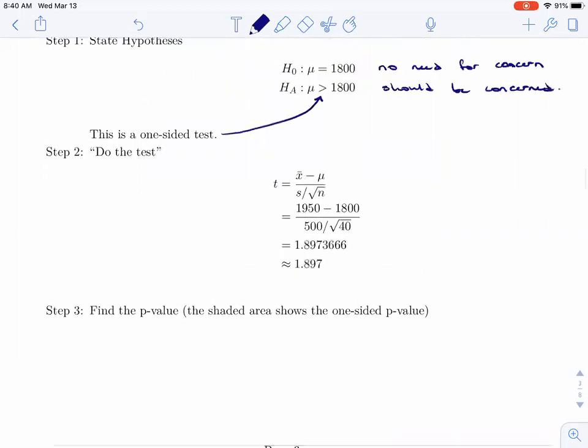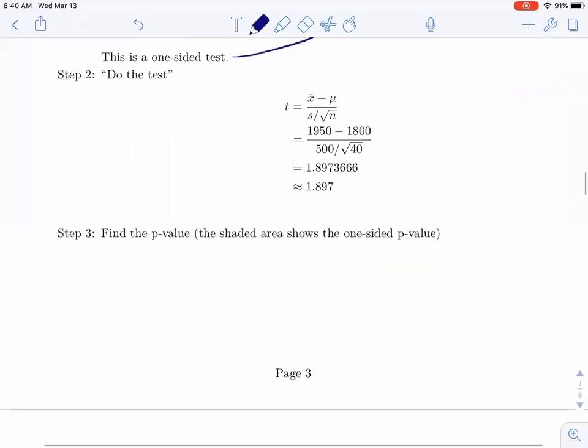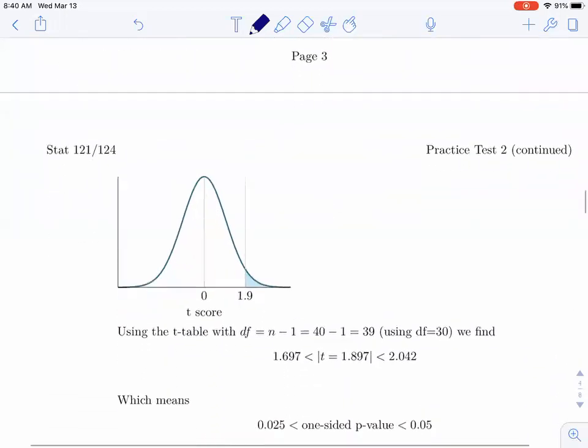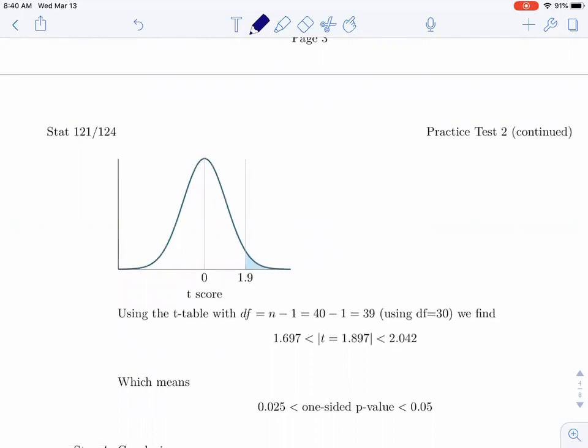So now we use this t to find our p-value. If you've calculated a t, you have to use the t-table. It only shows, for some reason, it rounds to 2 decimal places, sometimes 1 decimal place. But the idea is the same, right? So here, this area in the tail is your one-sided p-value.